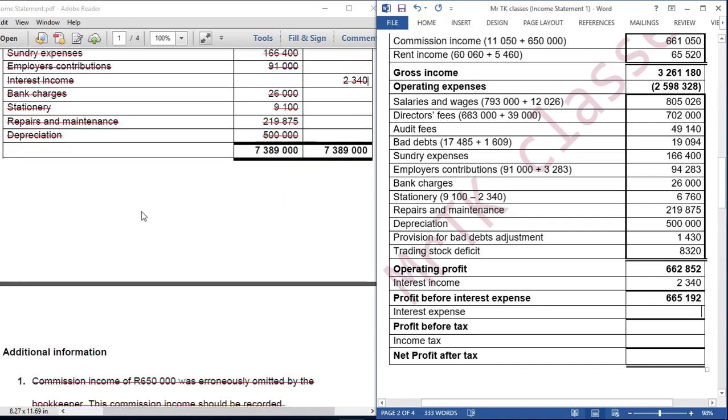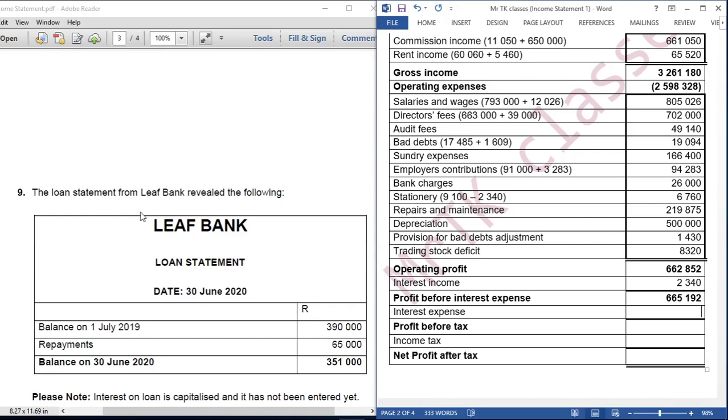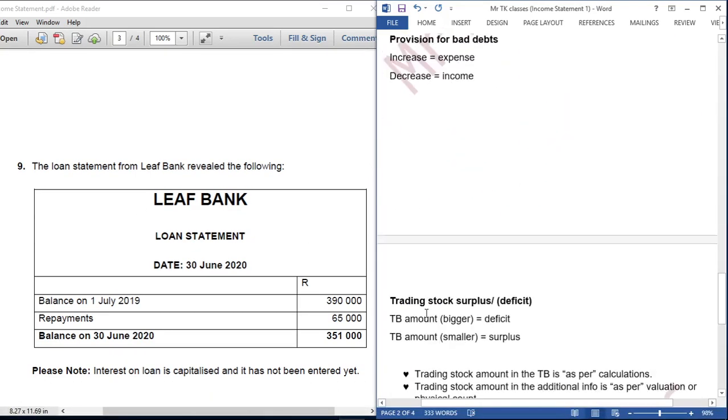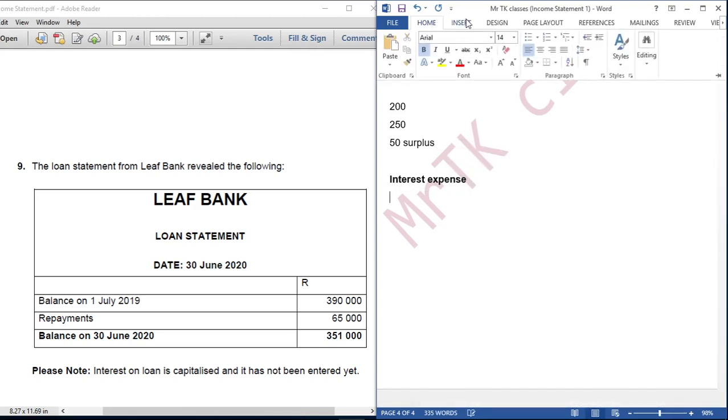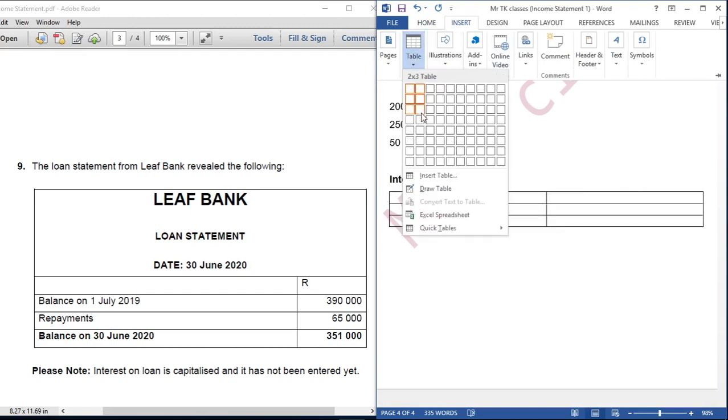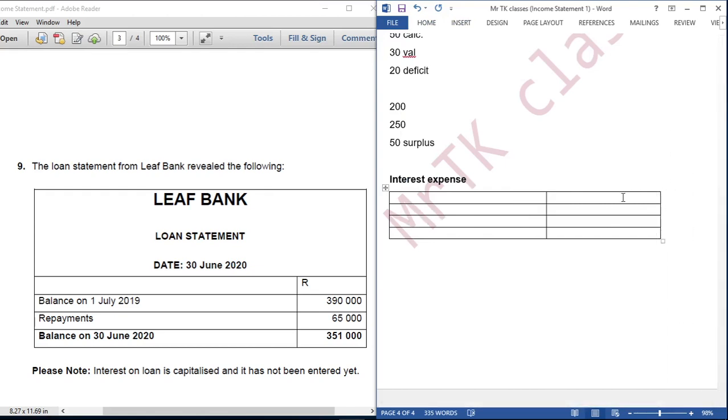We need to subtract interest expense. All right, interest expense, we are going to get it from here. So we need to do our working papers. When it comes to interest expense, let us just put a small table. We are going to have balance at the beginning of the year. This is the loan amount that we are talking about here.